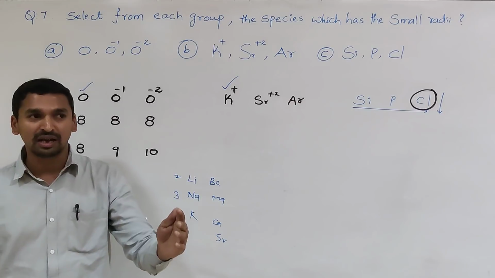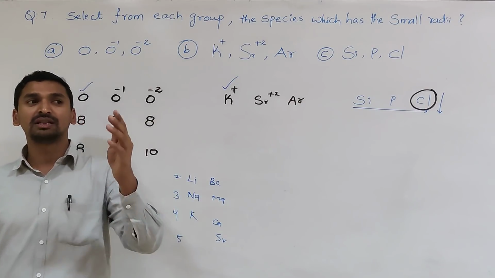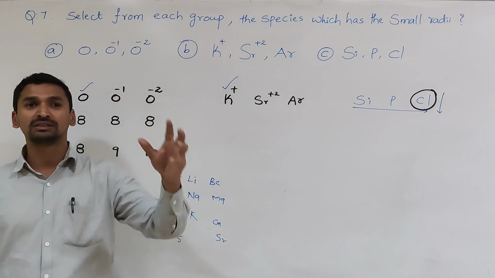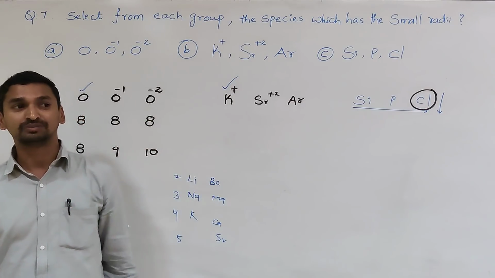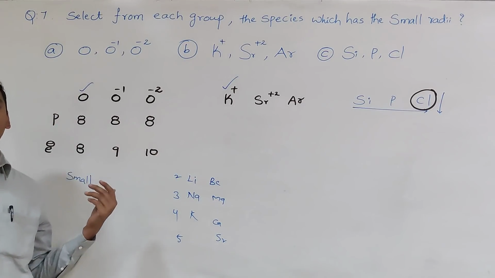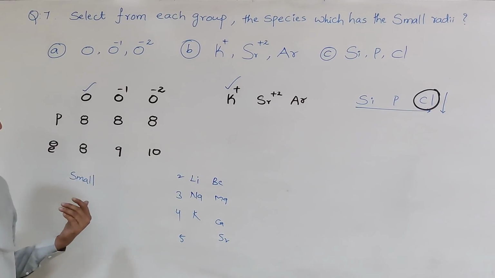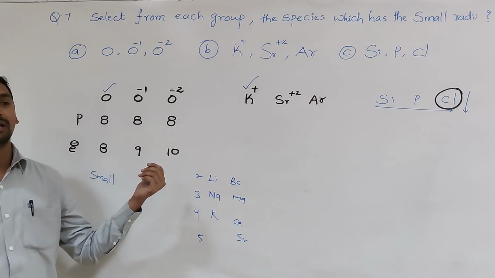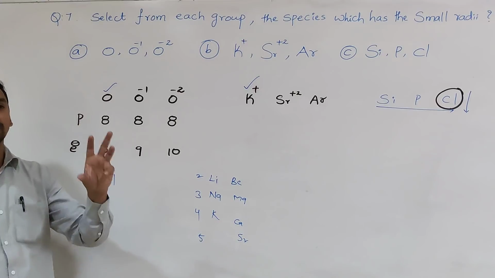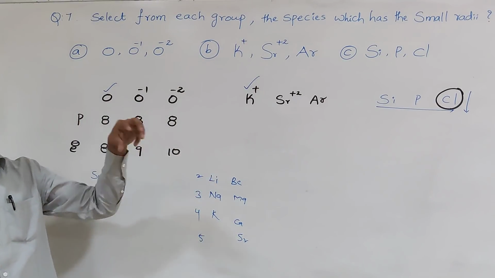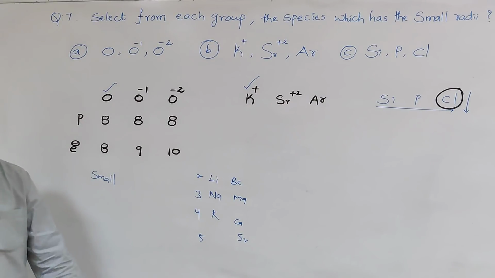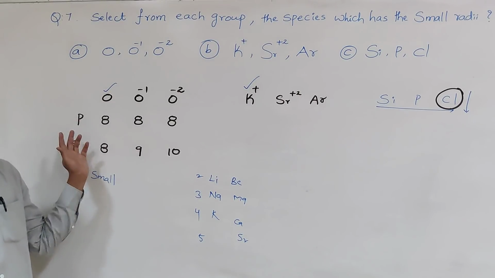Whenever isoelectronic ions are present, wherever the number of protons is more, that is smaller in size; whichever has fewer protons is larger in size. In certain species where the positive charge remains the same but the number of electrons is different, whichever has more electrons is always larger in size, and whichever has fewer electrons is smaller in size. So these are some important conclusions we reached from atomic radii and certain questions.